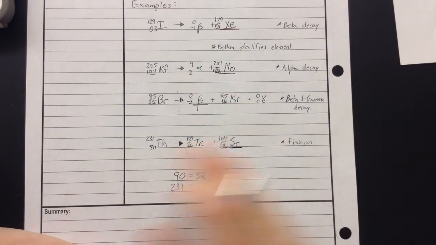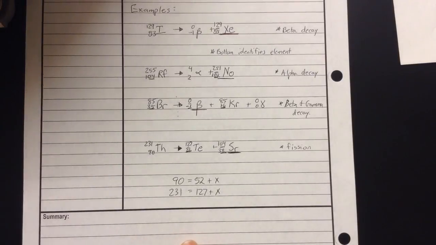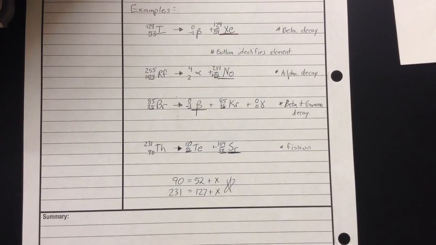So those are just some examples of what nuclear reactions look like and how you figure things out. Remember that you're just trying to make the math work out correctly so that you can get the right answer.